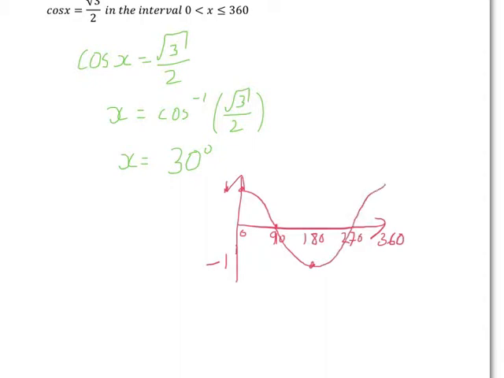Now, if it is 30 degrees in from the side, I mean my graph isn't to scale, it must also be 30 degrees in from 360. So 360 take away 30 degrees is 330. So my two solutions are 30 and 330 degrees.